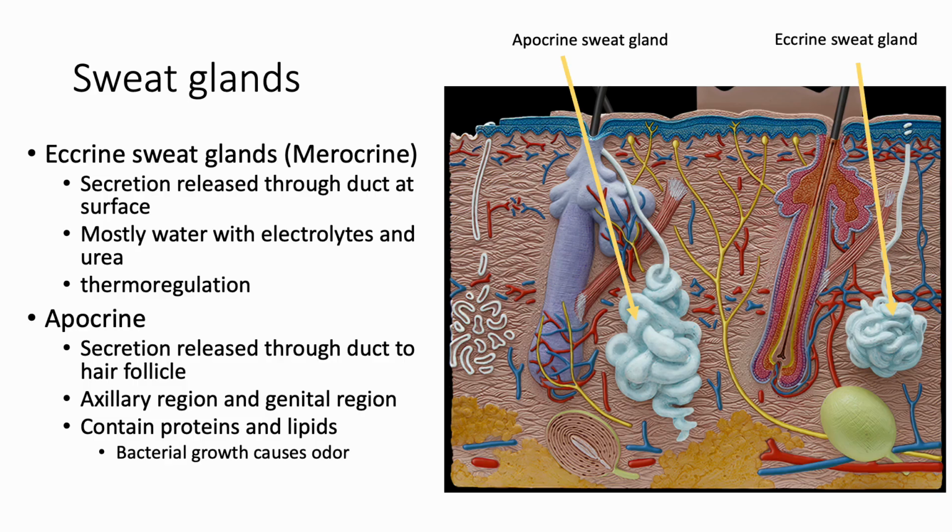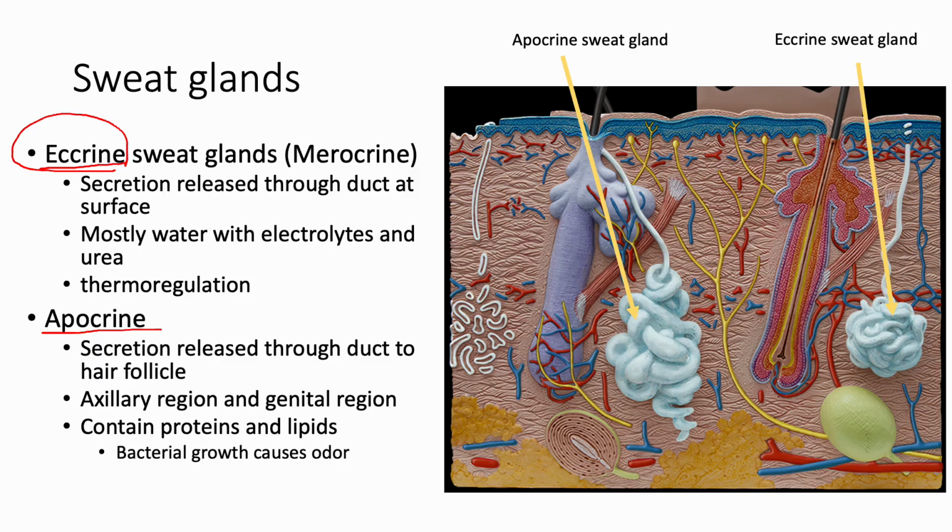All right, let's talk sweat glands. There are 2 types that I want you to know: the eccrine, which you might also see listed as merocrine, and then the apocrine. Now let's talk about the difference between these 2. The eccrine sweat glands are found all over your integument, all over your skin.